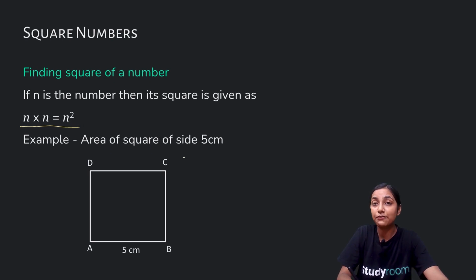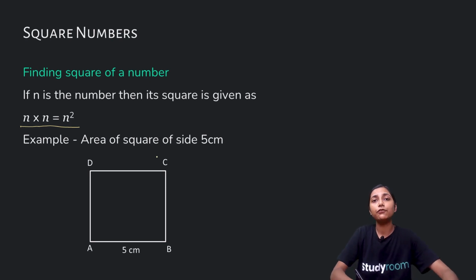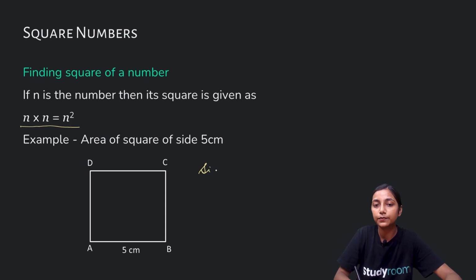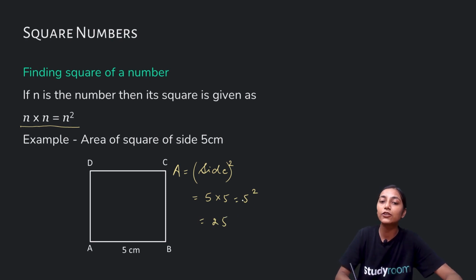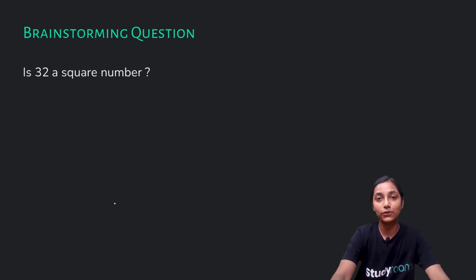Example: area of a square of side 5 cm. You know that the formula for the area of a square is side square. I am denoting the area by A. So the area of this square will be side square. Side is given to be 5, so the area will be 5 into 5, or it can be written as 5 square, that is 25. And this 25 is nothing but the square of 5. 25 centimeter square is the area of this square ABCD. This is how you can find the squares.